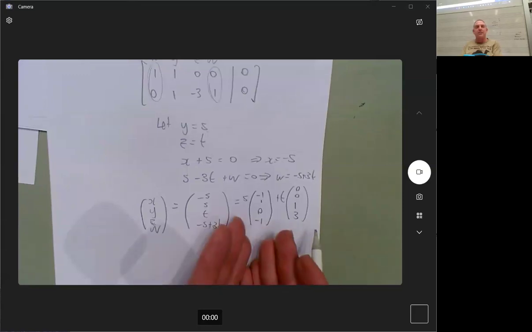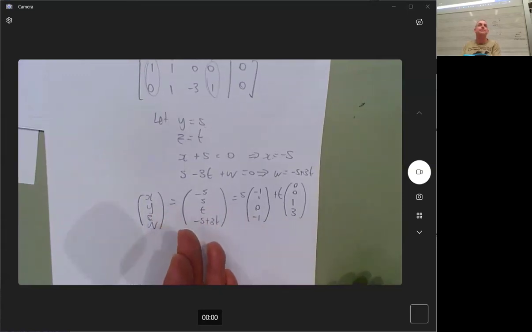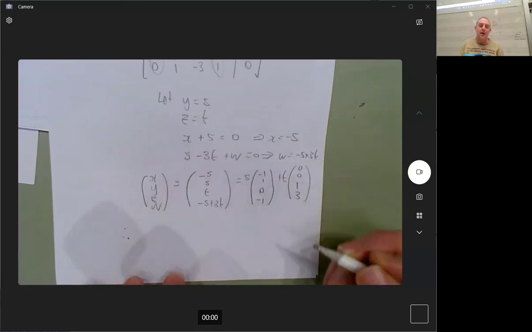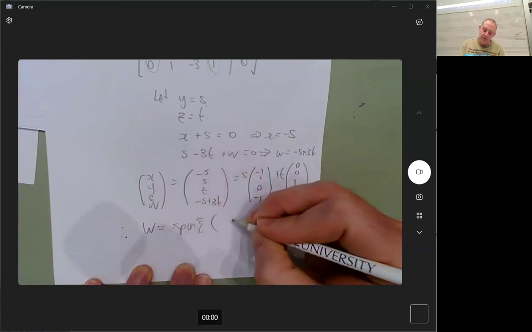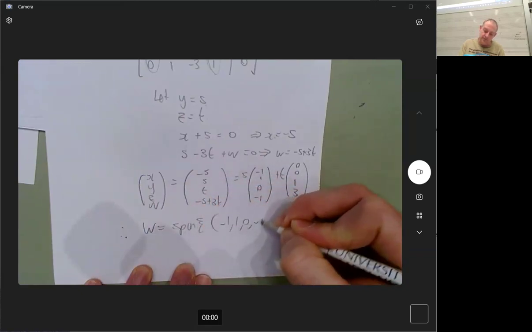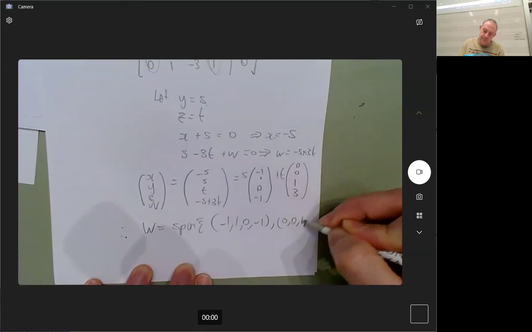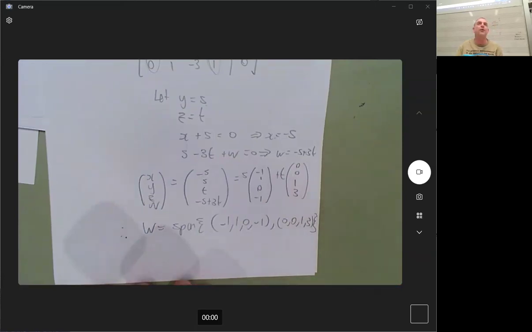And look, that's a span. And so therefore, my w is in fact the span of these vectors. That's what it really is. And therefore, that's the basis.